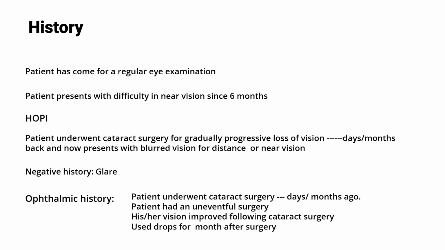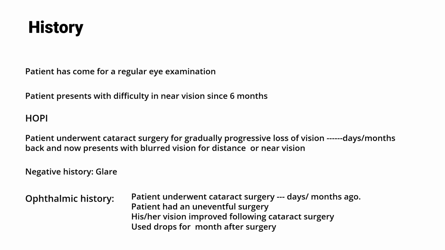Negative history of any glare, you have to ask, no history of glare. You can also ask no history of redness, watering, which will rule out any complications of cataract surgery. Ophthalmic history, you will have to present patient underwent cataract surgery this many days or months ago. If it was a normal case, patient had an uneventful surgery. His or her vision improved after cataract surgery and used drops for a month after surgery. And you might as well say patient was prescribed glasses at the end of 1 month. If not, not prescribed.